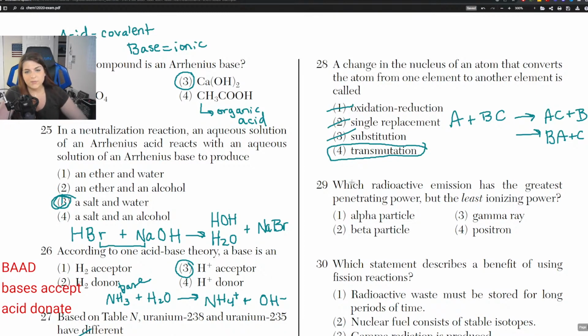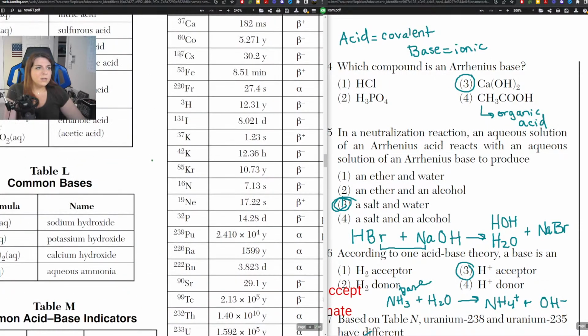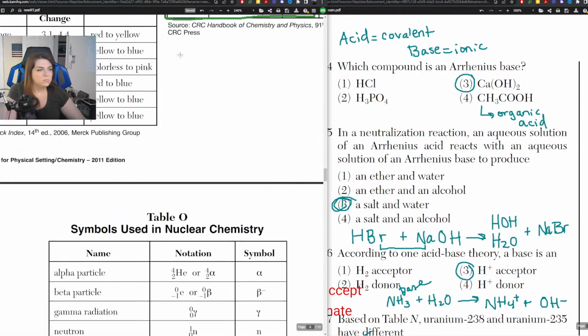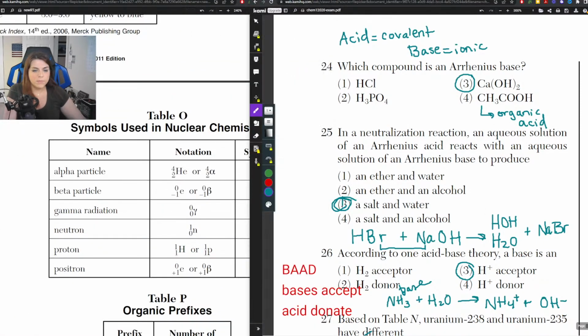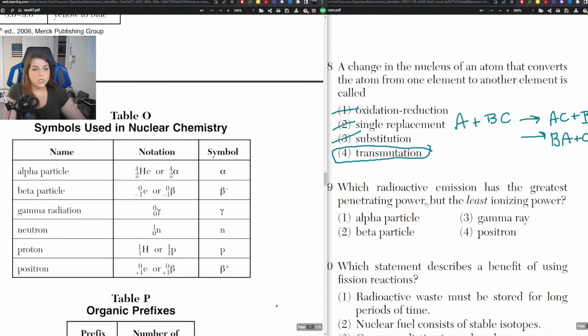29, which radioactive emission has the greatest penetrating power but the least ionizing power? Okay, the greatest penetrating power is going to be the one that is the smallest. Because if it has a tiny mass, then it can fit in between atoms and get really far through like metal and aluminum and cement, that kind of stuff. So if we look at the reference table, the one with the lowest mass, greatest penetrating power, is going to be that gamma radiation or the gamma ray.